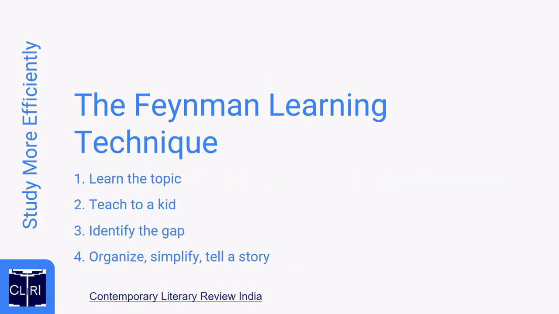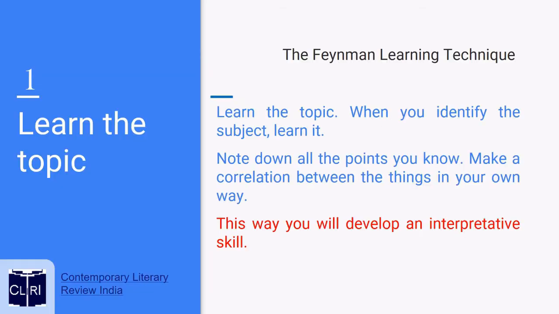According to the Feynman Learning Technique, there are 4 steps using which you can learn the topic. 1. Learn the topic. 2. Teach to a kid. 3. Identify the gap. 4. Organize, simplify, and tell a story. So, we begin with the first step, that's learn the topic.